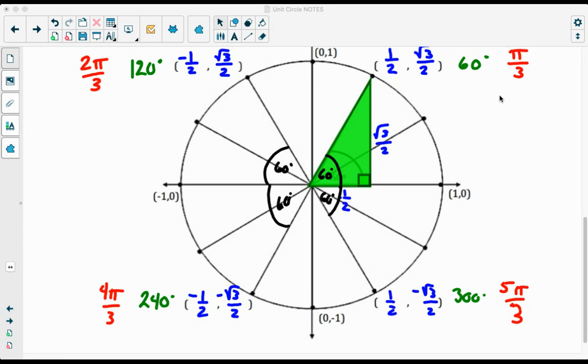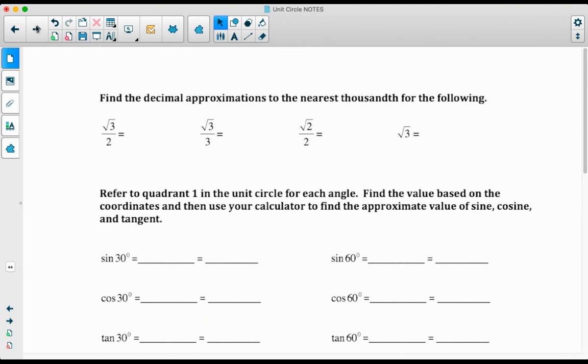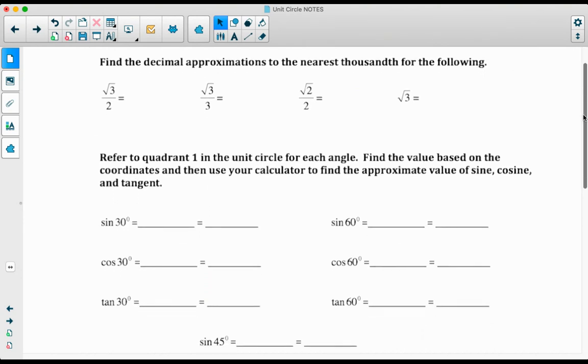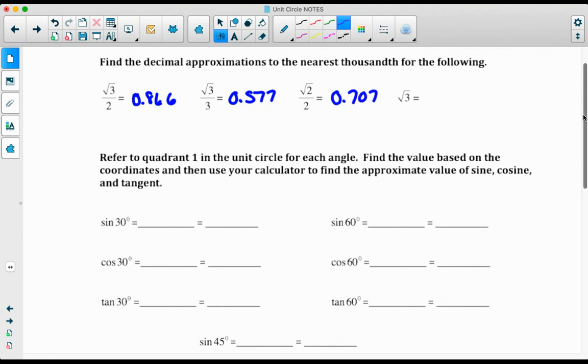On your next page of notes, quick decimal values in your calculator to look at. You should know how to make a fraction, put in a radical into that fraction, and just for reference, this first one is 0.866. We are going to round to 3 decimal places, right? That's your nearest thousandth place. Your root 3 over 3 is 0.577, and root 2 over 2, 0.707, and root 3 is equivalent to 1.73. Okay, why are they there?